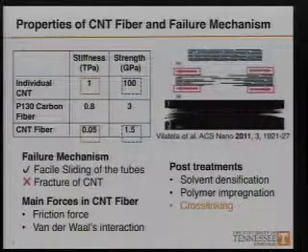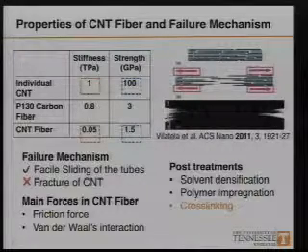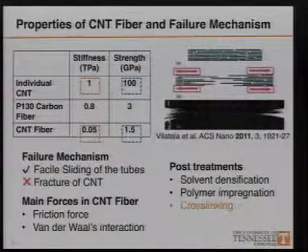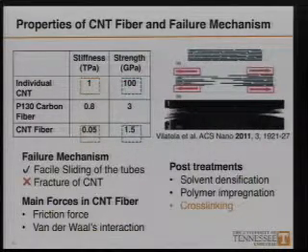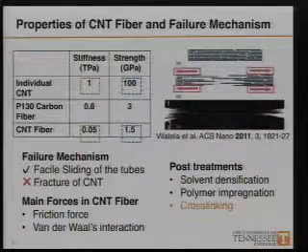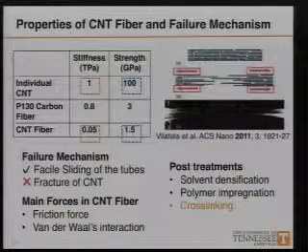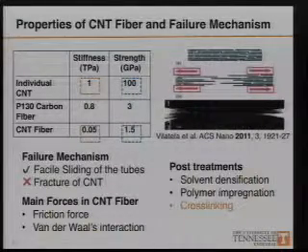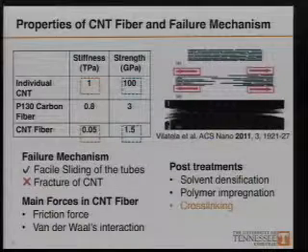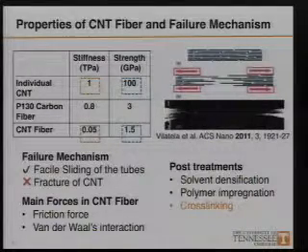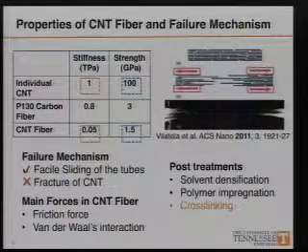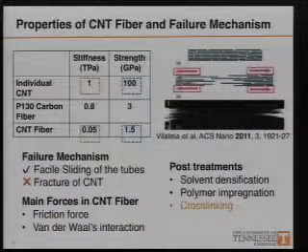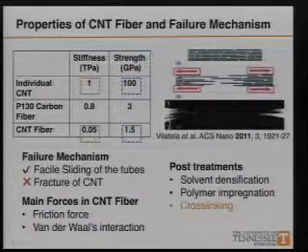Several post-treatments have been applied to improve the mechanical properties of carbon nanotube fibers. Solvent densification packs the fiber more densely, due to the capillary effect during the solvent evaporation. Polymer impregnation fills in the void between the nanotubes in the fiber, and that enhances contact area, thus increases the friction force. Our interest resides in cross-linking, which creates additional covalent bonds that are much stronger than van der Waals interaction.